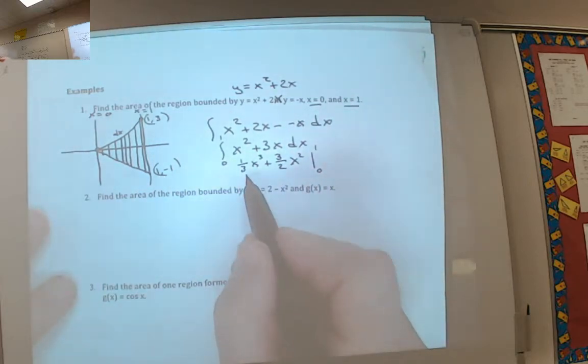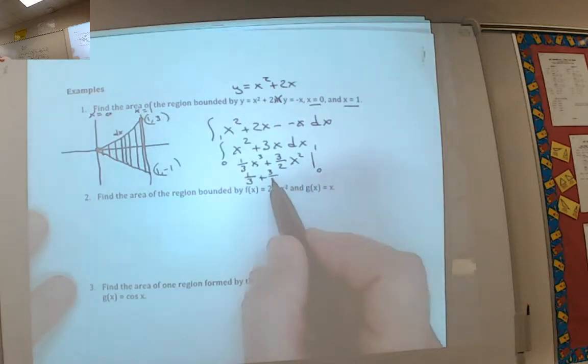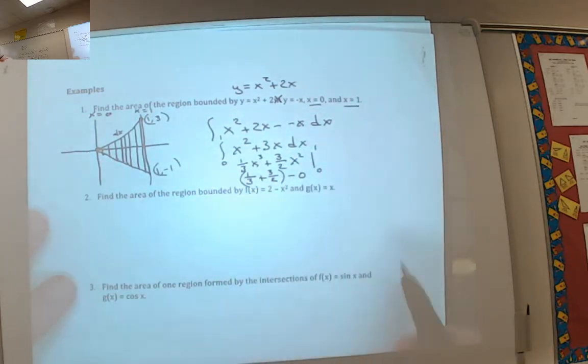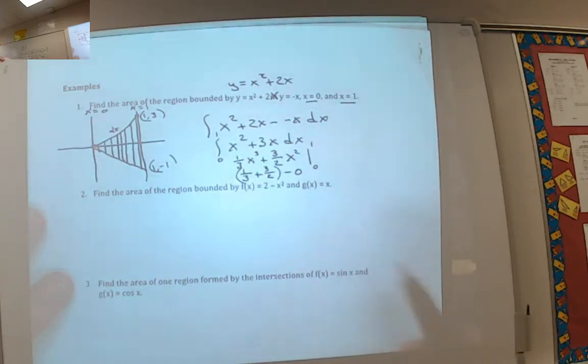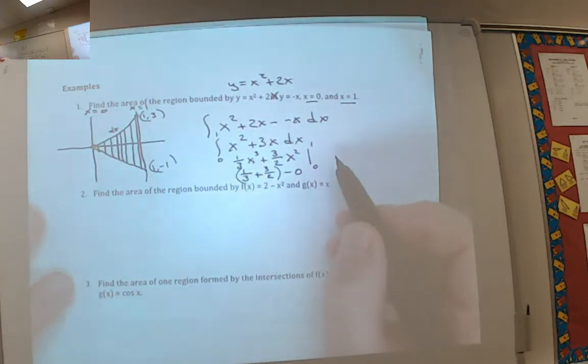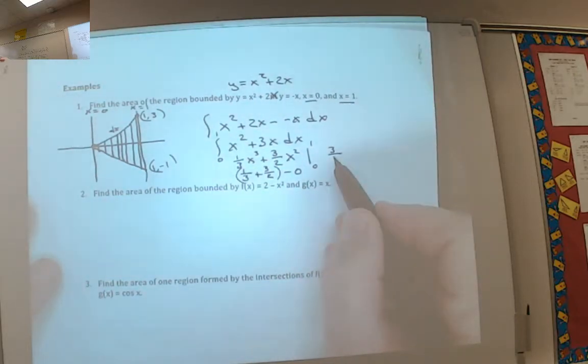So if I put 1 in there, I'll get 1/3 plus 3/2. And if I put 0 in there, I get 0. So the question is what is 1/3 and 3/2? Jake, what's the common denominator? 6. 6. So I got 3/6.